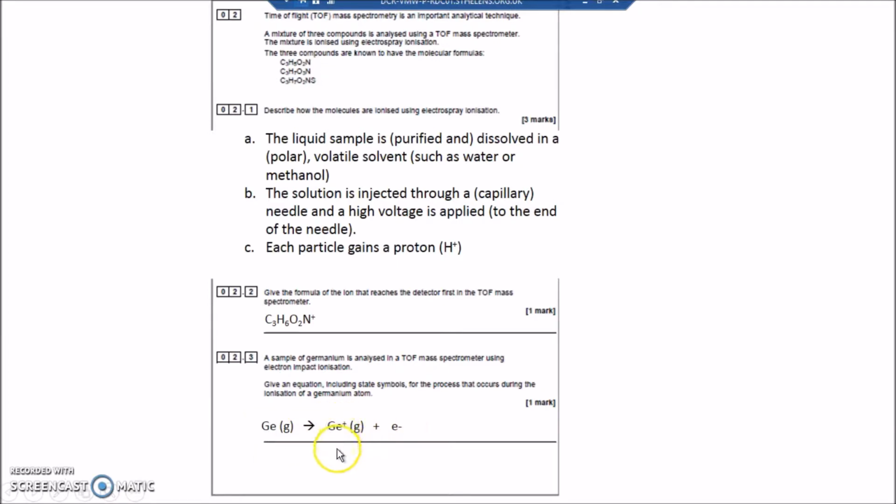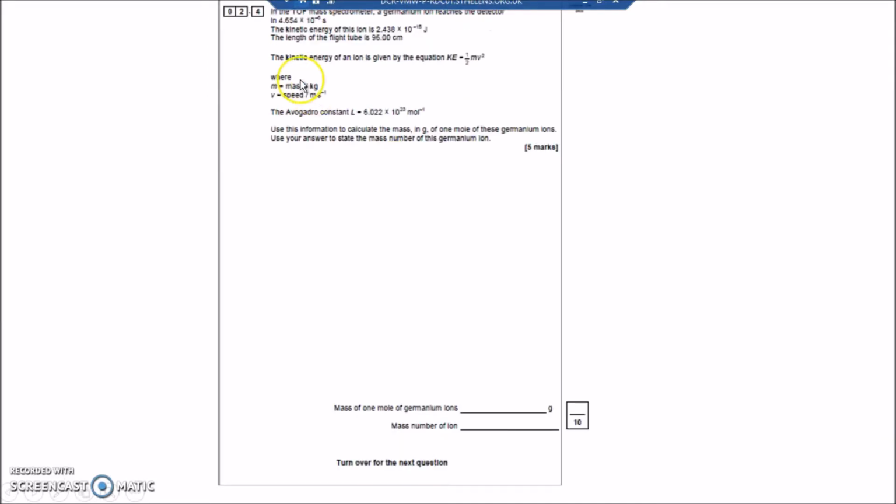But the problem with that is it can fragment big molecules. But for something small and atomic like this, that's not going to be a problem. But nowadays, electrospray ionization is usually used. In the time-of-flight mass spectrometer, the germanium ion reaches the detector in 4.654 times 10 to the minus 6 seconds. So I've got the time, I've got the kinetic energy, I've got an equation. Kinetic energy is half mv squared as well. So from the kinetic energy, maybe I can work out mass or velocity.